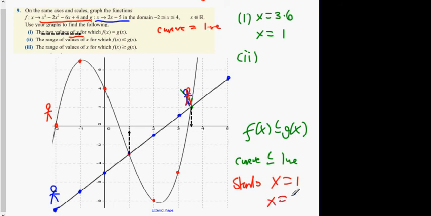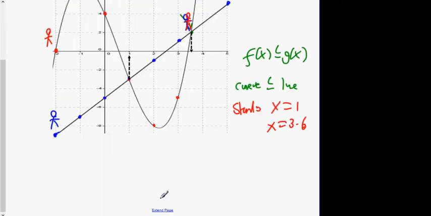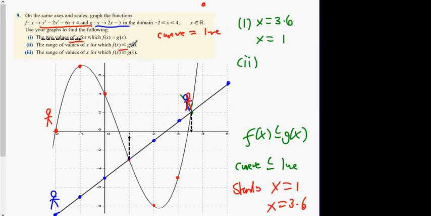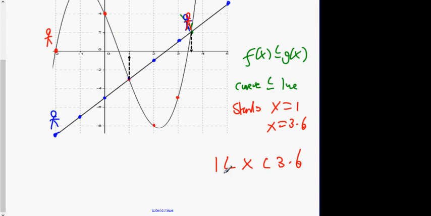Now I would have told you guys yesterday, how do you write in maths numbers in between 1 and 3.6? 1 less than x less than 3.6. Now, is it less than or equal? You go back to the top of your page and you look at it. This has an equal sign in it, doesn't it? The question actually has a less than or equal sign in it. So that means that you're going to need less than or equals.